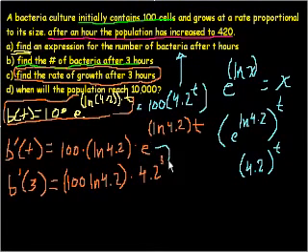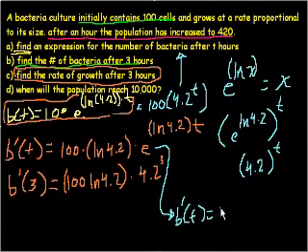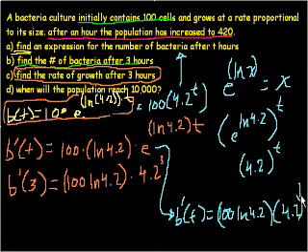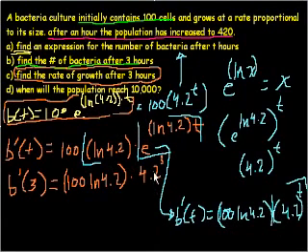We could rewrite this as b prime of t is equal to 100 ln 4.2, all of that times 4.2 to the t, right? I took this and I replaced it with this. Anyway, I got a little bit messier than I wanted to. But then their final question is, when will the population reach 10,000?